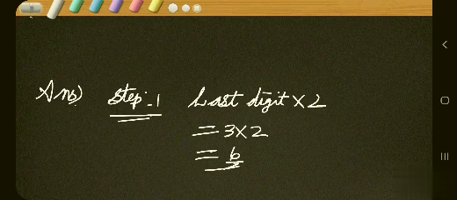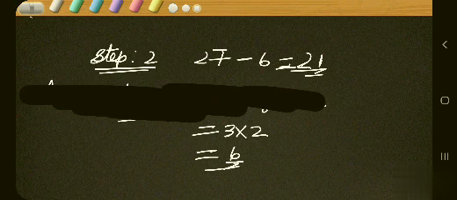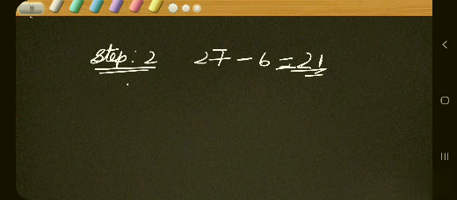Okay, write down step 2. Step 2, what is it? The number formed by the rest of the digits is 27, isn't it? So this product has to be subtracted from 27. 27 minus 6 is 21. Is 21 divisible by 7? Yes, we know. Since 21 is divisible by 7, we can say that the given number 273 is also divisible by 7, isn't it? Okay, write the final conclusion of the problem.